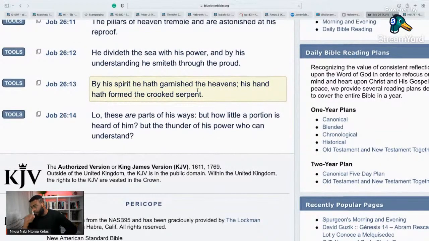In Job 26:13, by his spirit he had garnished the heavens. Okay, so by his spirit, by his muanda, mpeve alongo, he garnished the heavens, and his hand, the hand is his might, his power, etc. His hand had formed the crooked serpent. Yes, his hand had formed the crooked serpent. But the word crooked can also mean a noble.